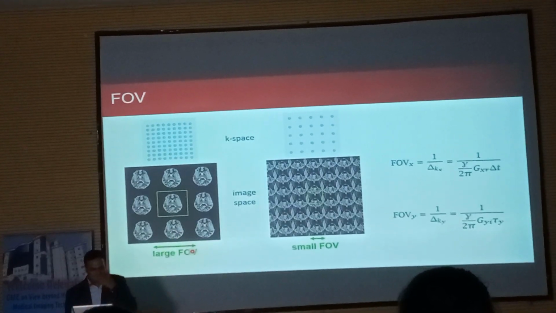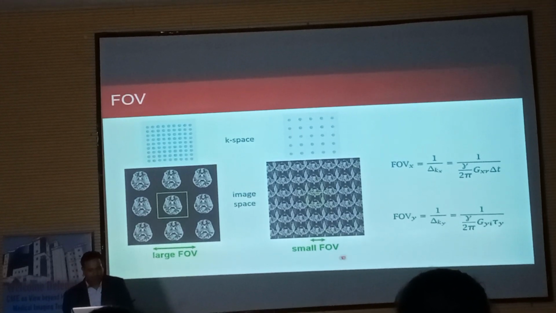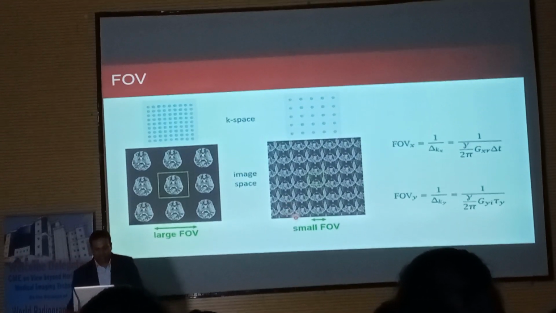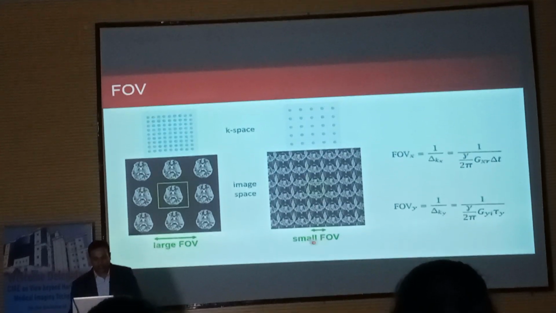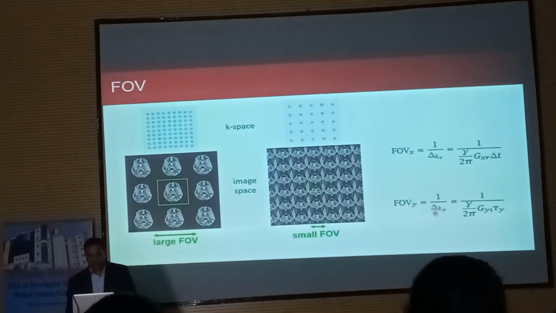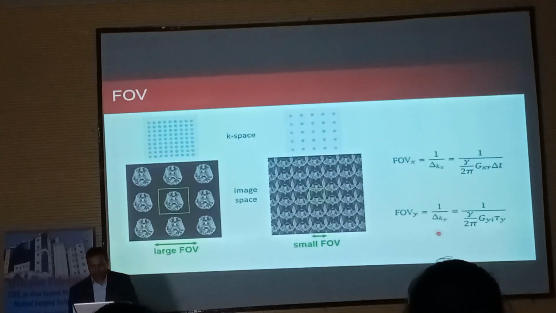This is just to show the importance of large FOV, and if you don't properly choose the FOV size, you can see here aliasing occurs if you do not choose or sample the field of view enough. And this is how the field of view X and Y selection varies with the K values.